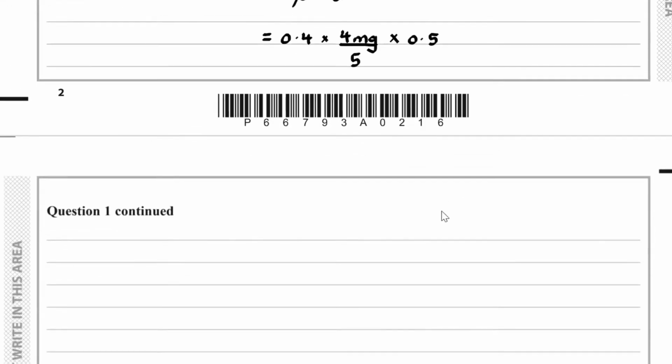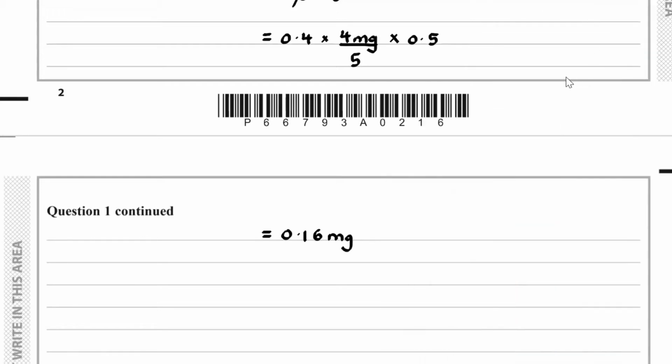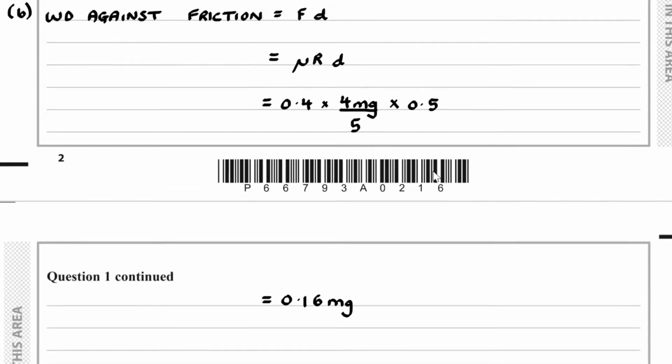So we can now find out the work done against friction. We have 0.4 times 4/5 times 0.5. It turns out we get 0.16 mg joules. So that's the work done against friction.